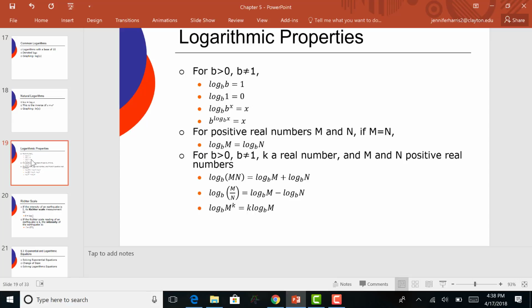So let's do another one. Let's put another one up here. I've got 4 raised to the log base 4 of 6. What's the answer? 6. Alrighty, I've got 15 raised to the log base 15 of 9. What's the answer?